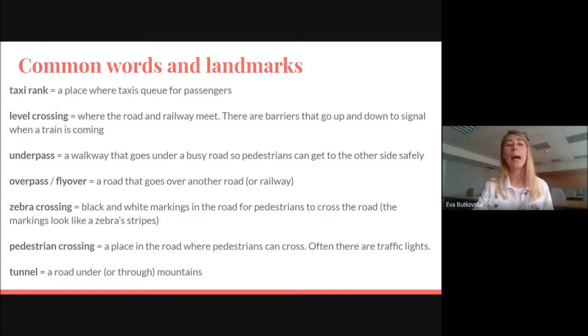So taxi rank, a place where taxis queue for passengers. So does anybody know the translation to Slovak? That's it. Okay. What about the next one? Level crossing, where the road and railway meet. There are barriers that go up and down to signal when a train is coming. So level crossing. Does anybody know the translation? Priecestie.